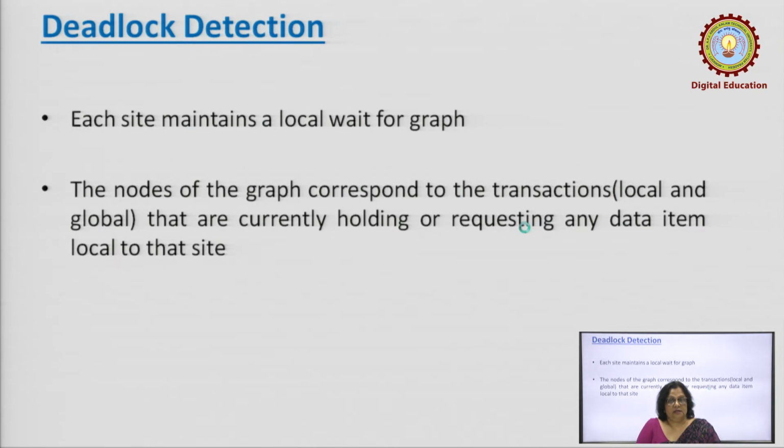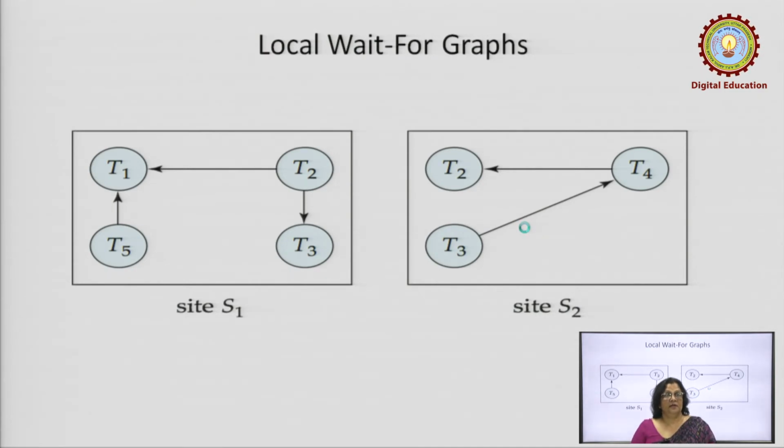Each site in the distributed system maintains its own local wait-for graph. The nodes of the graph correspond to the transactions, local as well as global, that are currently holding the data item or requesting the data item at that site. We know that the wait-for graph is the method for deadlock detection in centralized databases. So, let us say at site 1 we have the transactions T1, T2, T3 and T5. At site 2 we have the transactions T2, T3 and T4, and both the sites are maintaining a wait-for graph.